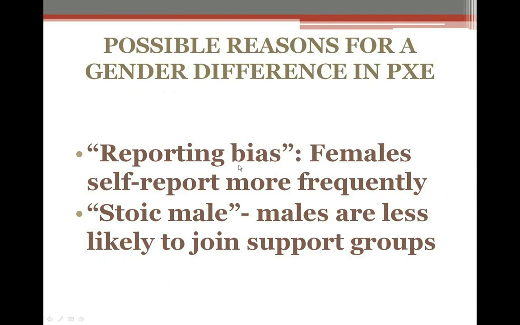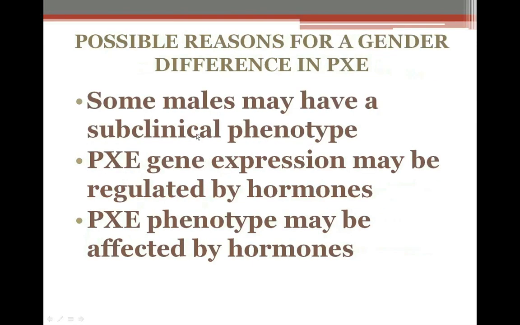There's a thing in epidemiology and public health and biostatistics called reporting bias, where a group you might be studying may be more likely to report itself, so females tend to self-report more frequently. We know that's true. And then there's the stoic male phenomenon, where males are less likely to join support groups. They just suffer in silence. But that's not enough to explain it either.